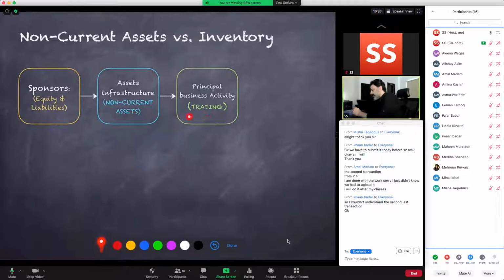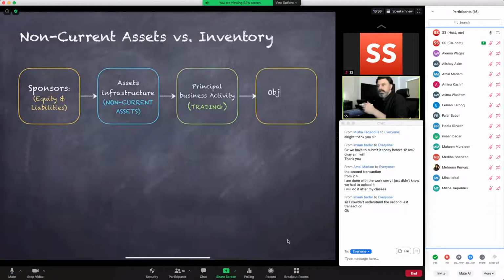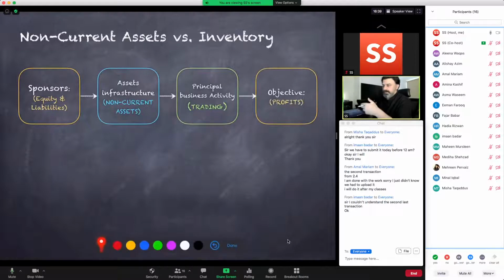So that is going to be our main operations for the next couple of months. Whatever accounting syllabus topics that we are going to discuss, they are all going to be focused around the trading businesses, and this is how we make our profit. So our sponsors give us funds which will help us to create an infrastructure of non-current assets, and within that infrastructure of non-current assets we will be able to conduct our principal business activity effectively. And how effectively? This is the objective eventually. If we have been doing this effectively, we will end up making some profits.